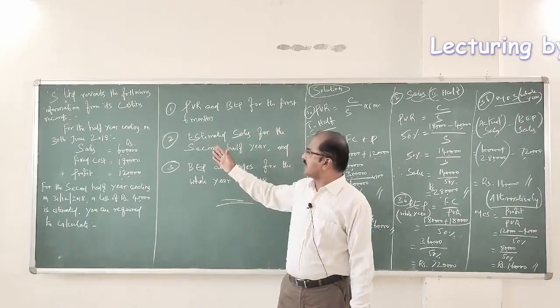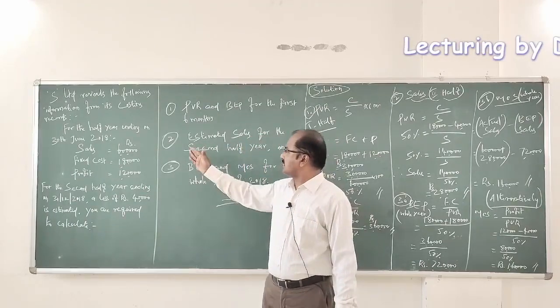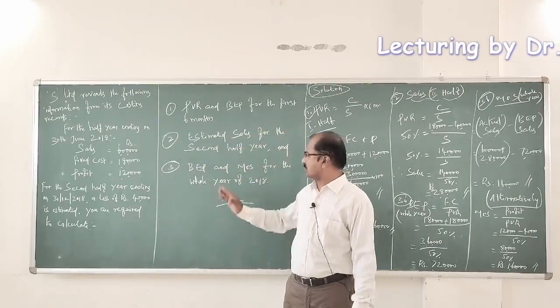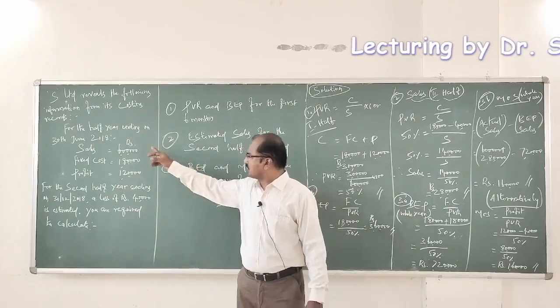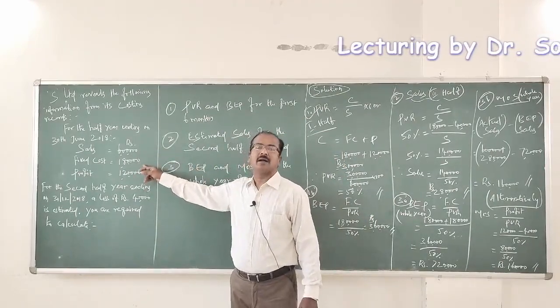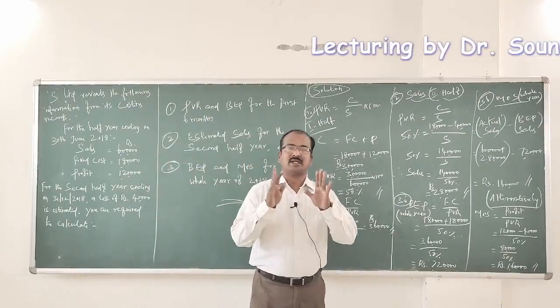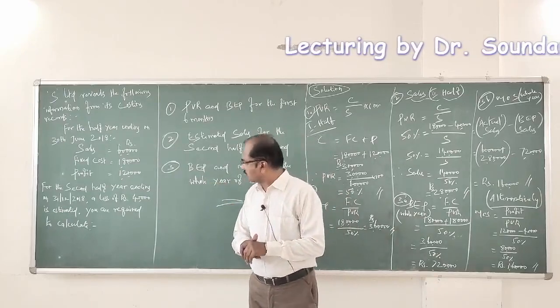For the half year ending on 30th June 2018, sales amounted to 6 lakh rupees, fixed cost amounted to 1,80,000 rupees and the profit amounted to 1,20,000 rupees. So these are all the three data they have derived in relation to the first half of the year 2018. Let's continue to read the problem.